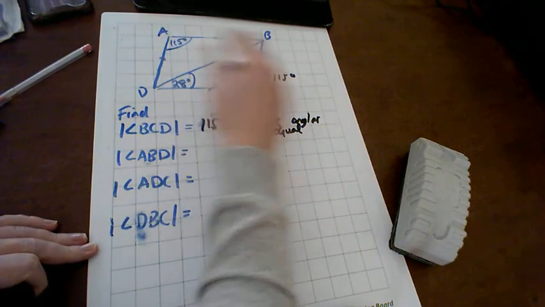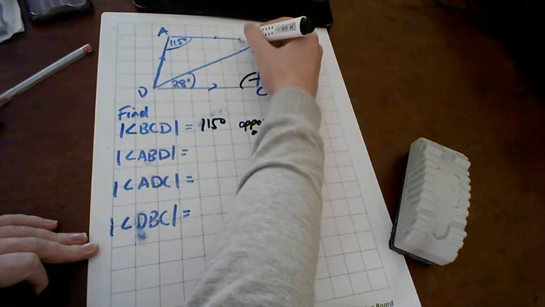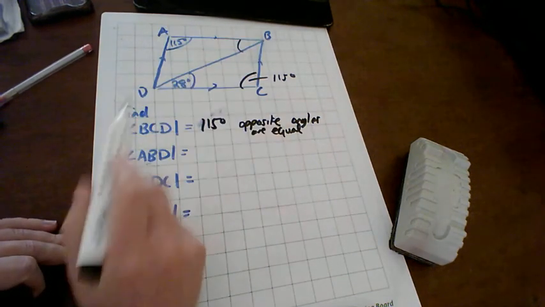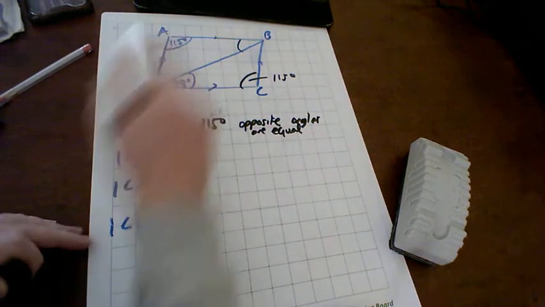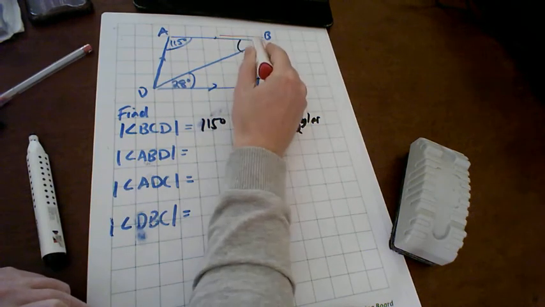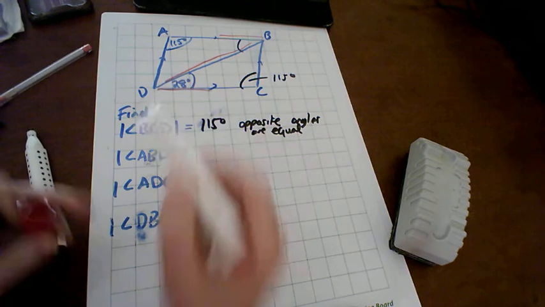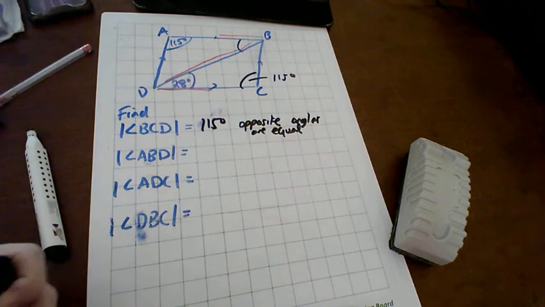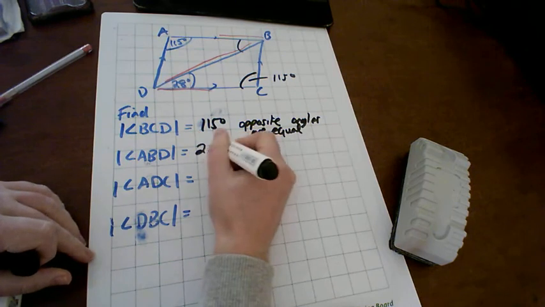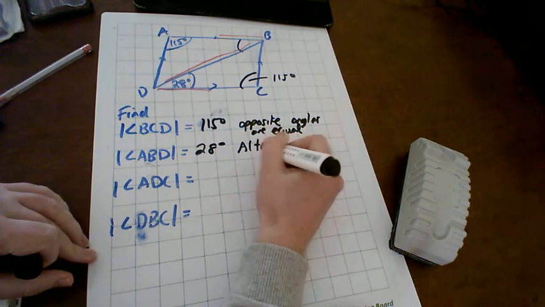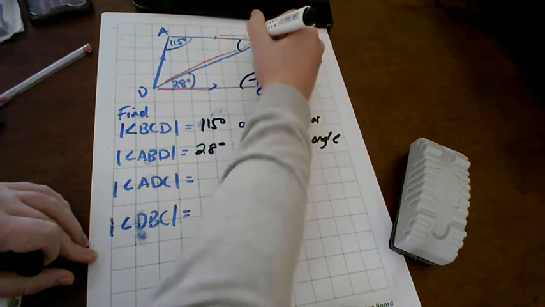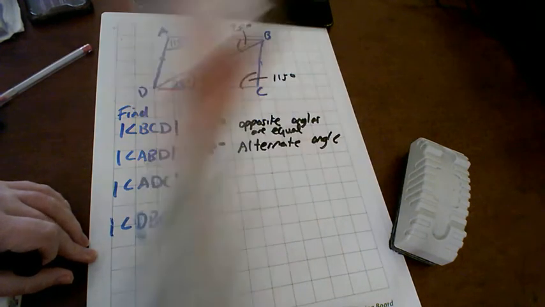ABD, this angle in here. Now because it's a parallelogram, these two lines are parallel, and angles in parallel lines, we have this Z shape. I've done it in red pen, so I'll continue in red pen. So ABD is equal to 28 degrees. It's an alternate angle.